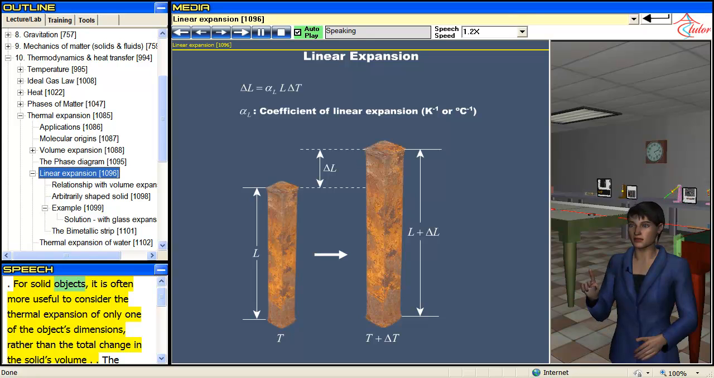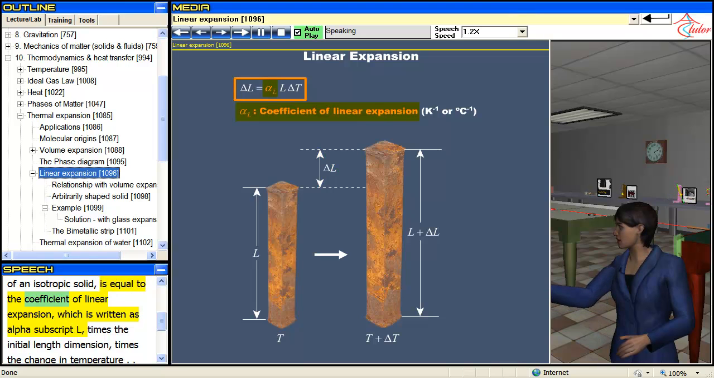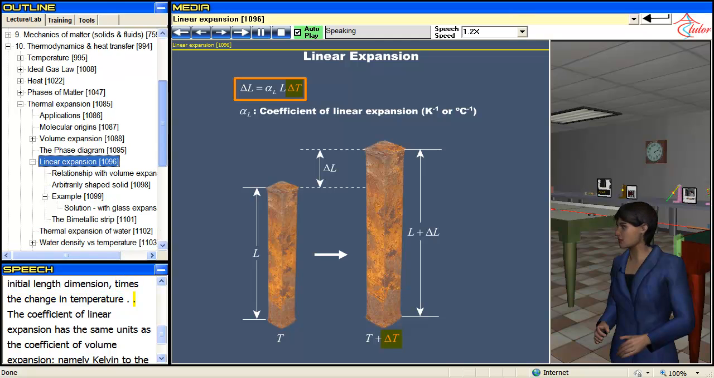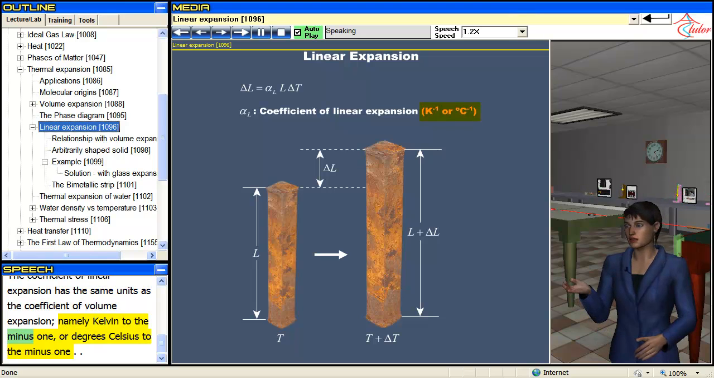For solid objects, it is often more useful to consider the thermal expansion of only one of the object's dimensions, rather than the total change in the solid's volume. The change in any length dimension of an isotropic solid is equal to the coefficient of linear expansion, written as alpha subscript L, times the initial length dimension, times the change in temperature. The coefficient of linear expansion has the same units as the coefficient of volume expansion, namely Kelvin to the -1, or degrees Celsius to the -1.